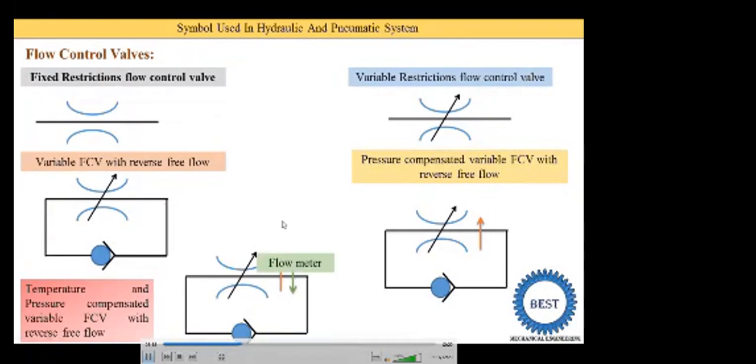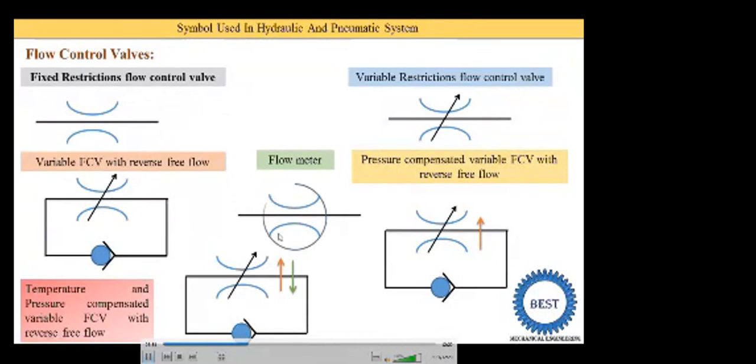Next is the flow meter. A flow meter generally measures the amount of flow rate. For that symbol, we take the symbol of the fixed restriction flow control valve. First you need to draw the symbol of the fixed restriction flow control valve, and these two curved lines are covered by one circle. So this symbol is converted into the flow meter. You draw one circle here, then it is converted into the flow meter.